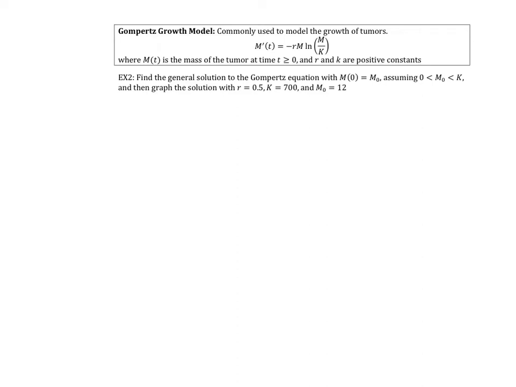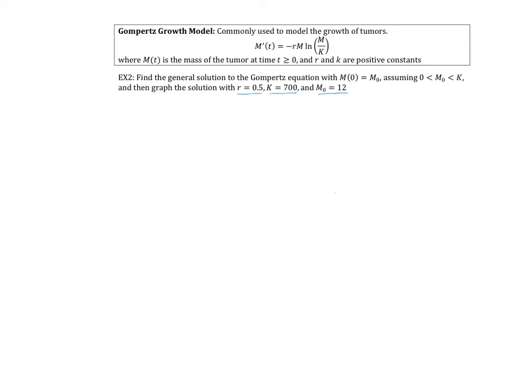So the next example is called the Gompertz growth model, and that's commonly used to model the growth of tumors in cancer patients. In example 2, it says find the general solution, and we have that r is 0.5, K is 700, and our initial size of our tumor is 12. Typically when we're talking about the growth of tumors, we're talking about milliliters. So if there's no units, you can assume those units.